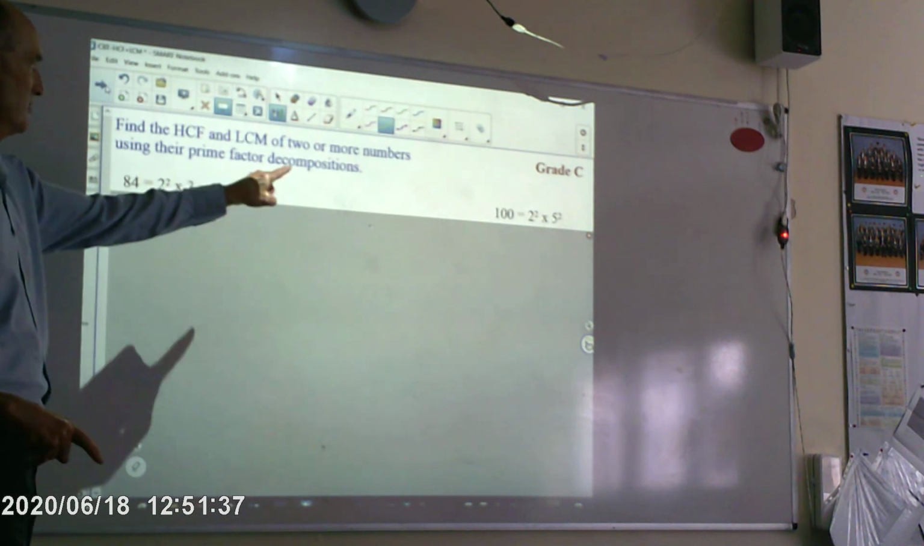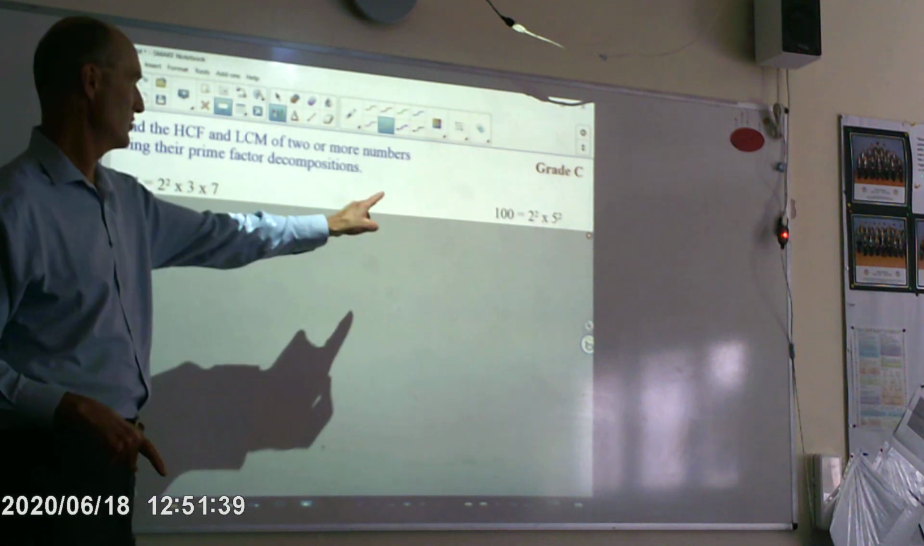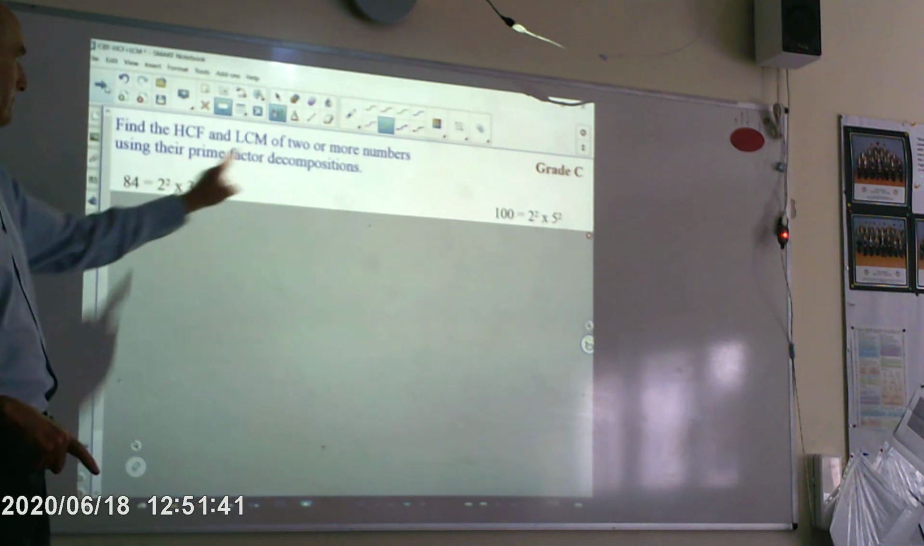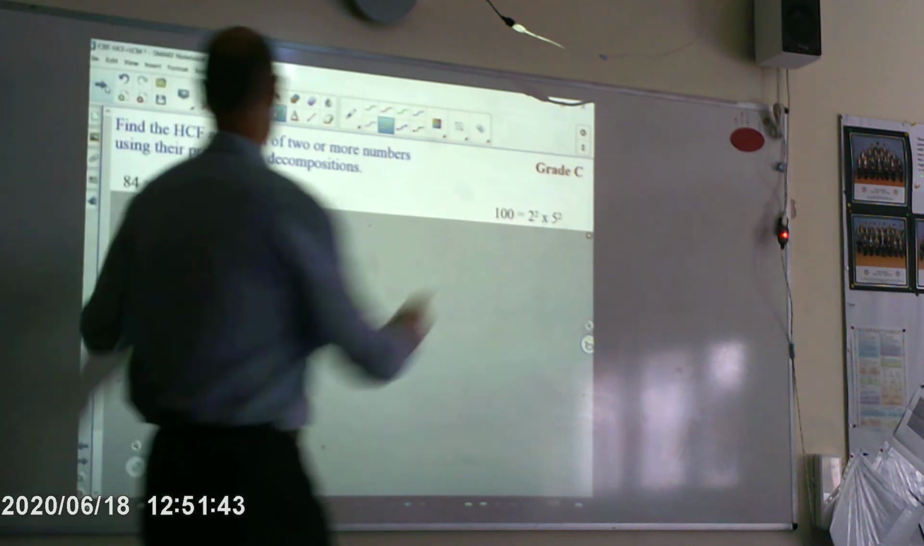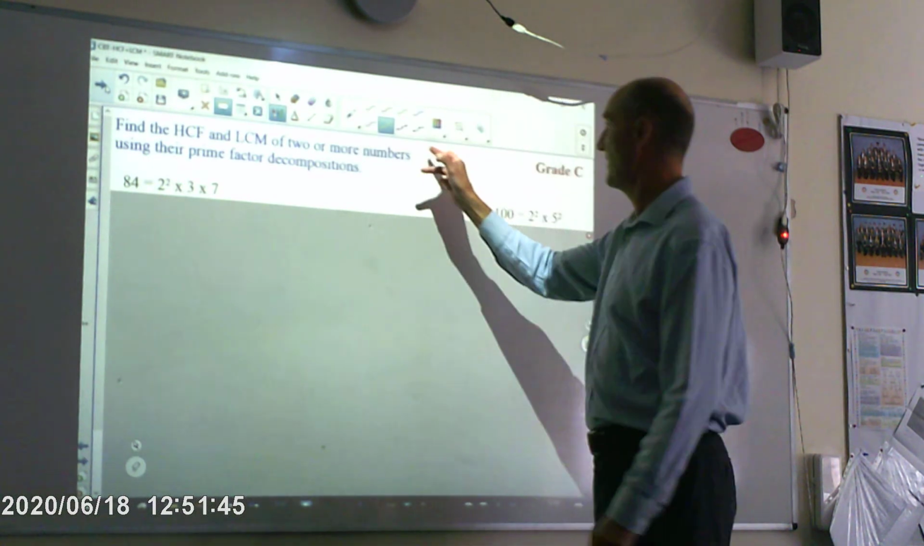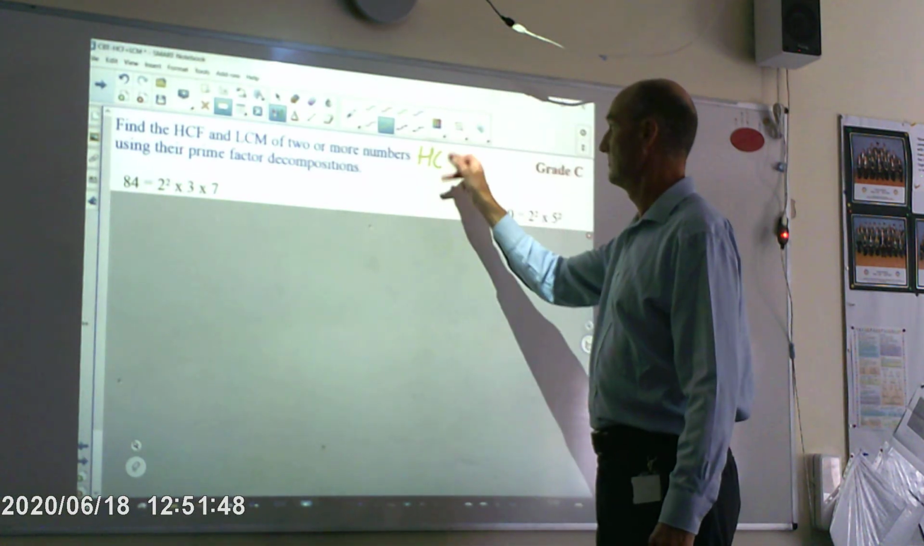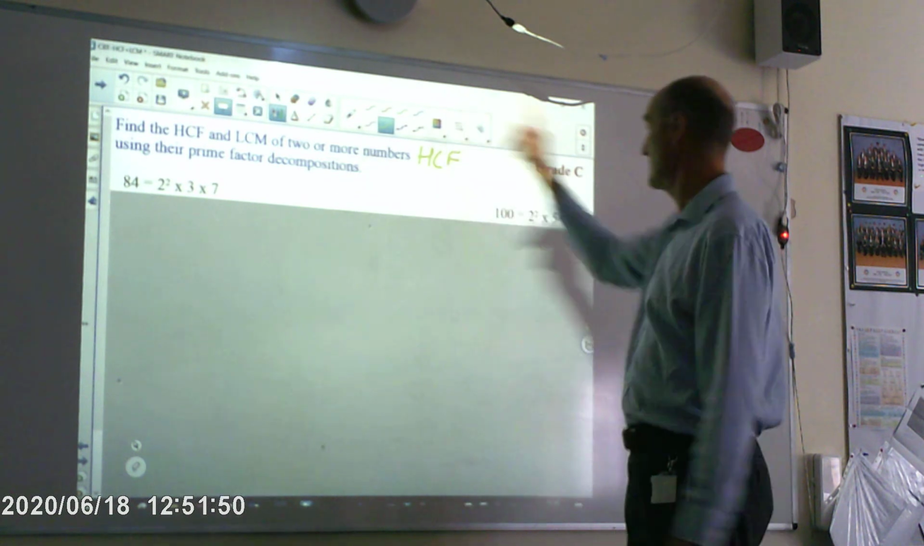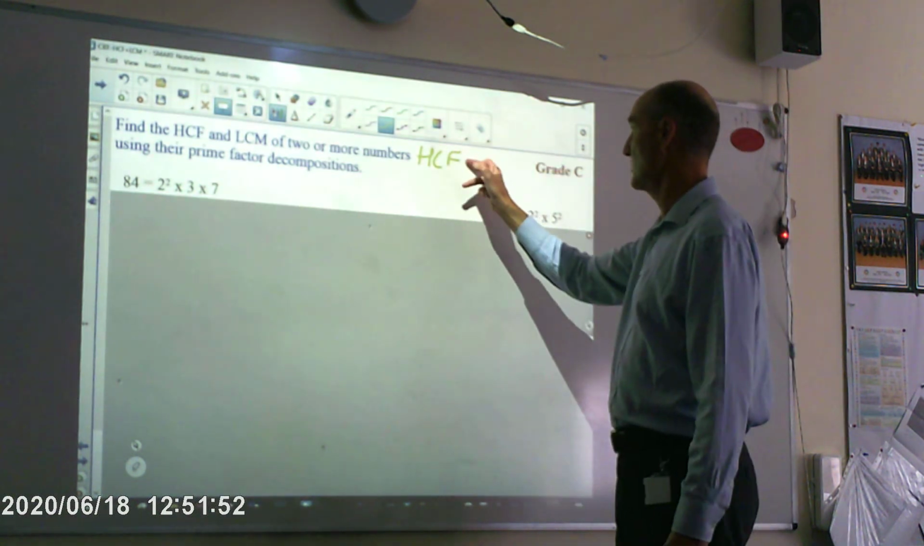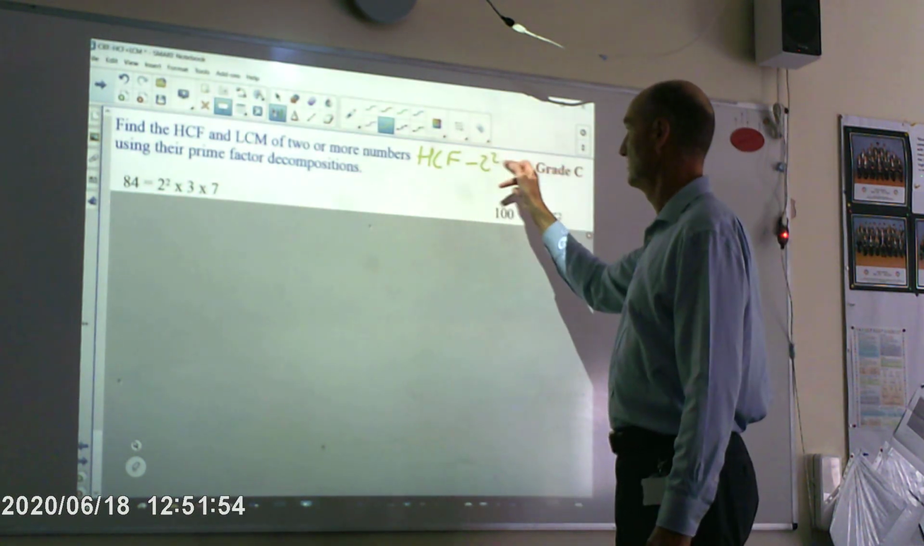What numbers appear in both of those lists? Just 2 squared. So the highest common factor, numbers that appear in both of the lists, is 2 squared. So that's 4.